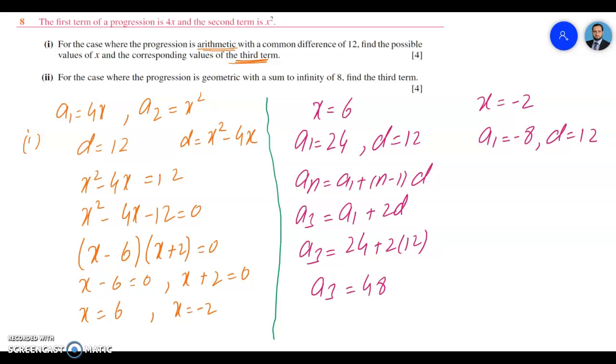So for the second value of x, the third term a3 is equal to a1, which is negative 8, plus 2 times 12. So a3 is equal to negative 8 plus 24, and a3 is equal to 16. So for two different values of x, we are able to find two different values for the third term.